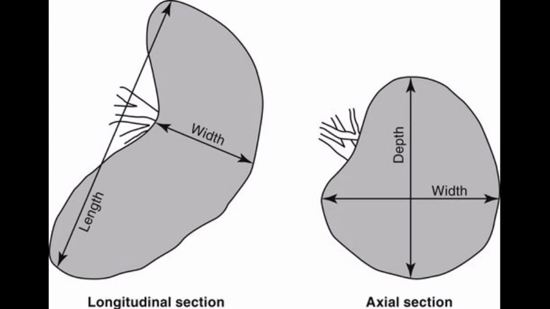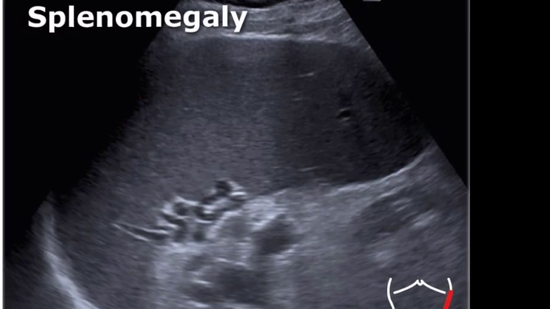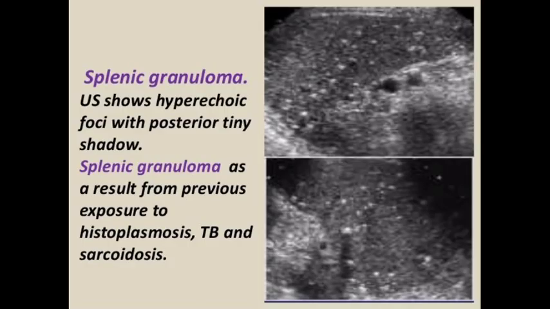deeper structures. Common pathology. 1. Splenomegaly, greater than 12 to 14 centimeters or volume greater than 500 cc, and becomes rounded. 2. Infection, multiple echogenic foci, granulomata.